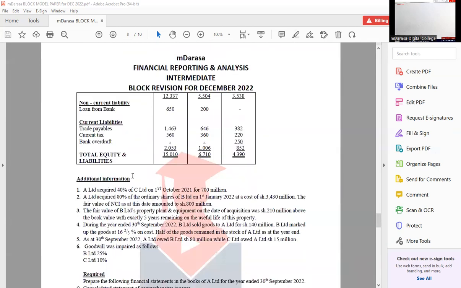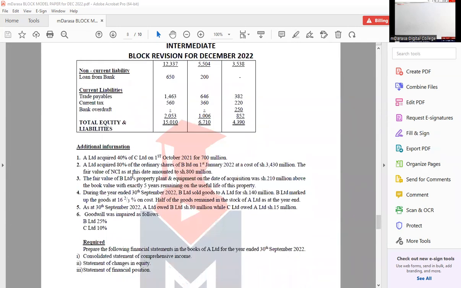Then come to our additional information. You can be working out this additional information as we proceed. Number one, you are told that A Limited acquired 40% of C on 1st January 2021 for 700 million. So I'm talking of an acquisition of an associate. Recall the percentage holding we talked about, between 20 to 49%, is an associate. In this question we are talking of a 40% share, so that is an associate, and the cost we use to acquire this associate is 700 million. That is very important to note.